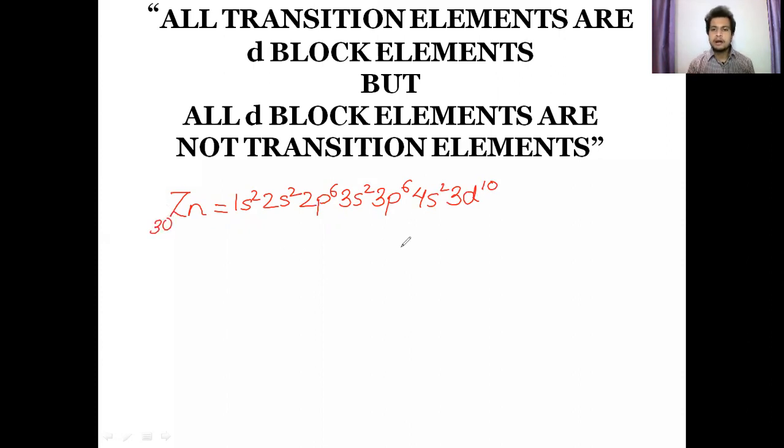Now, if you see zinc, 3d10, if I draw that d orbital, the 5 d orbitals which we have, and fill the electrons 1, 2, 3, 4, 5, 6, 7, 8, 9, and 10, can you understand that they do not have any half filled or incompletely filled d subshell? All are completely filled.